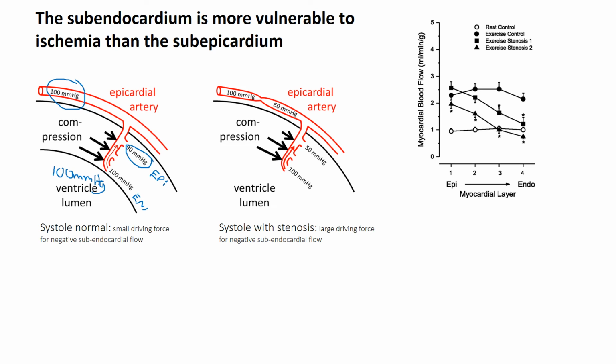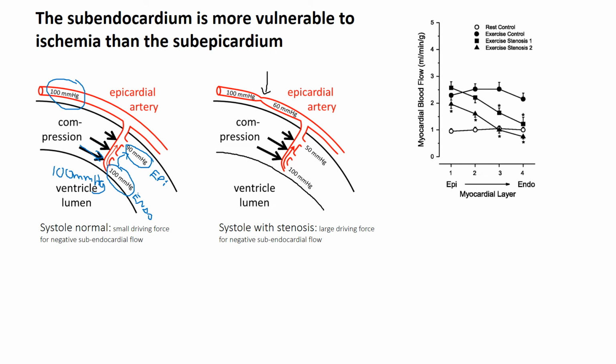On the endocardial side, the contracting ventricle is putting 100 millimeters of mercury compression force on the vessels down there. So you can see how during systole, the pressure gradient can reverse. It's a small gradient, but it's a reverse pressure gradient, and that's causing a backwards flow. That backwards flow has to become positive during diastole for the net flow to the sub-endocardium to be positive. Now what happens if you have a stenosis, which is what we're showing here?